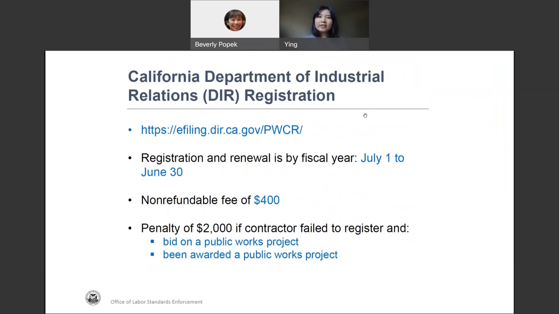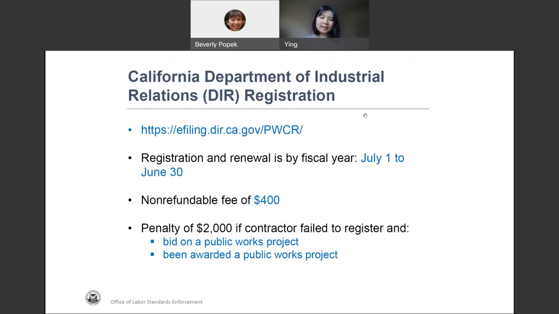So here's a link for you to register when you are planning to bid or work in public works projects. The registration with the state and renewal is by fiscal year, which is July 1st to June 30th. There is a non-refundable registration fee of $400. The penalty is going to be $2,000 if you fail to register when you bid on a public works project or when you have been awarded a public works project.